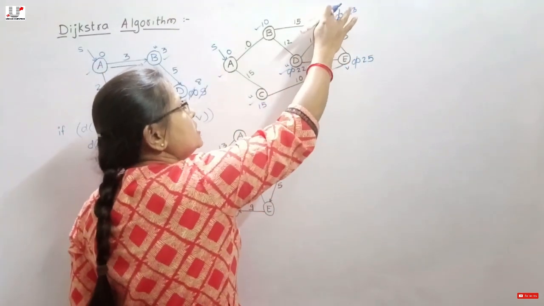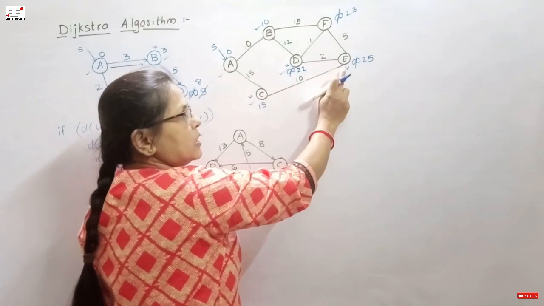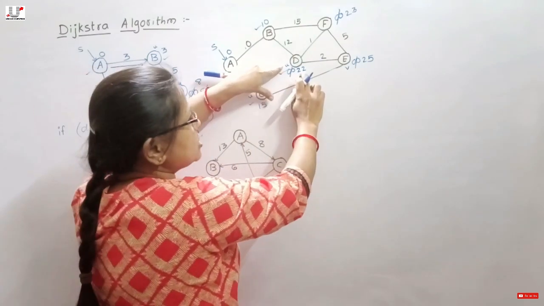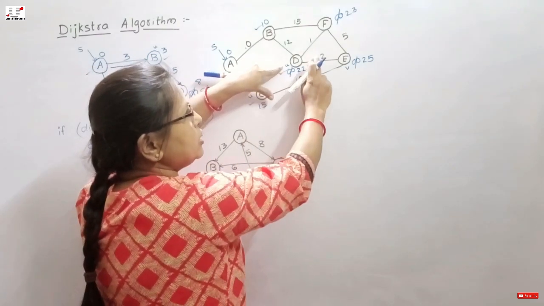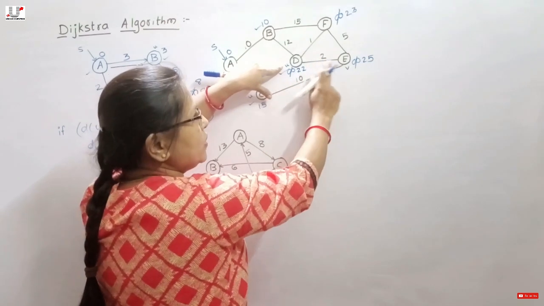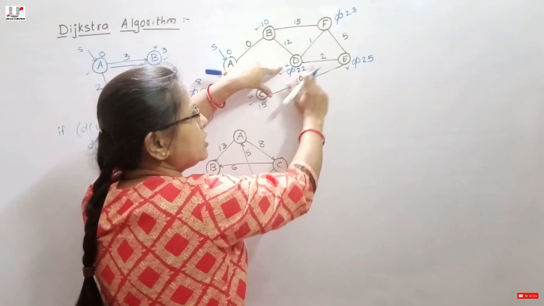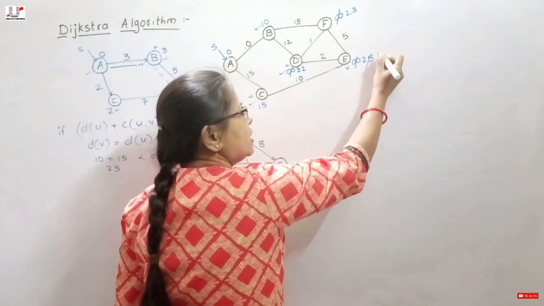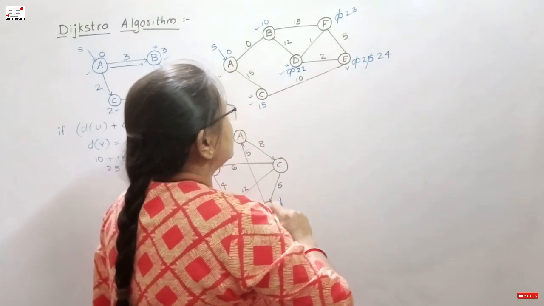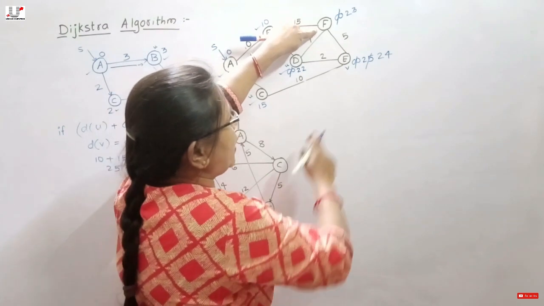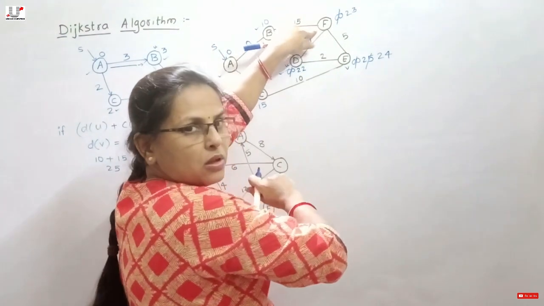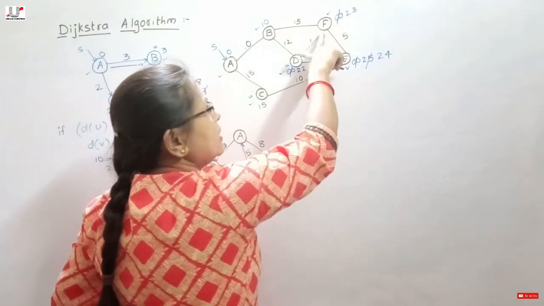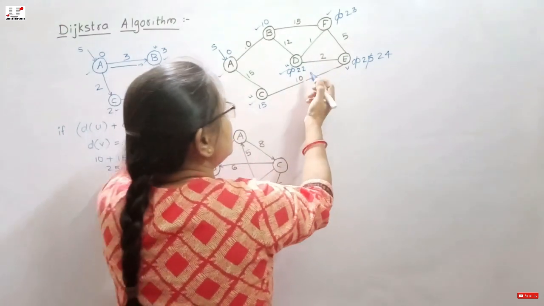Then the next adjacent vertex to D is E. Again apply the same condition: the distance of U is 22, and 22 plus 2, the cost of UV, is 24, and 24 is smaller than 25. So replace 25 with 24. Then among 23 and 24, choose the vertex with minimum weight. So here 23, meaning F, has the minimum weight.